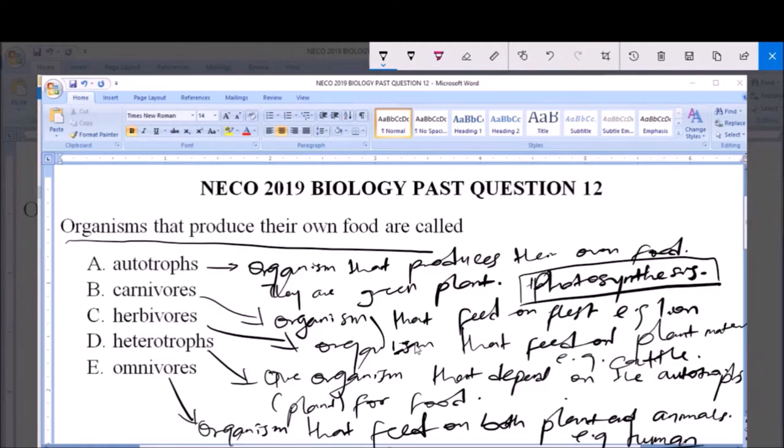So therefore, from this explanation that I've just given, you agree with me that the answer to this question is option A, autotrophs, because autotrophs are simply organisms that have the ability to produce their own food through a process known as photosynthesis. And I say these organisms are actually green plants. So the answer to this question is option A, autotrophs.